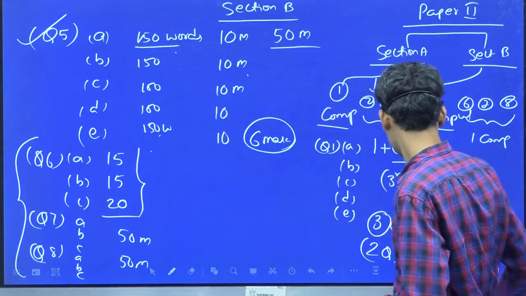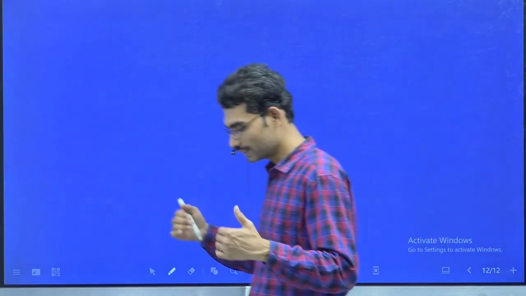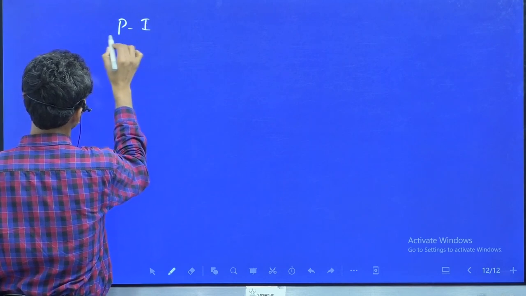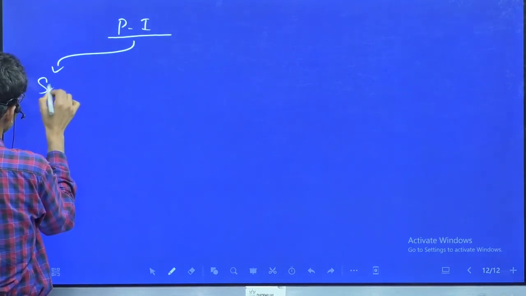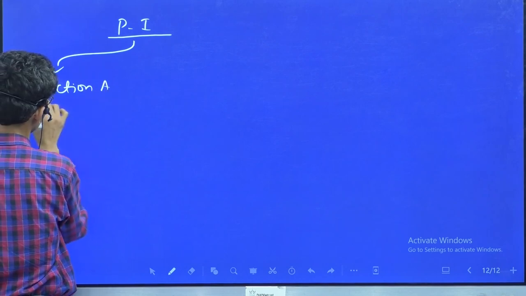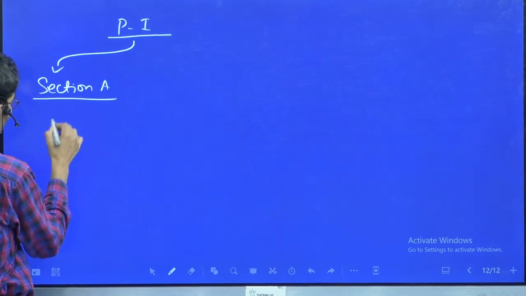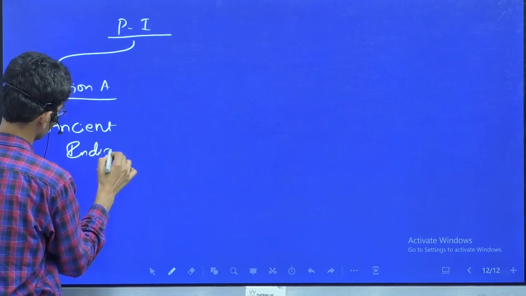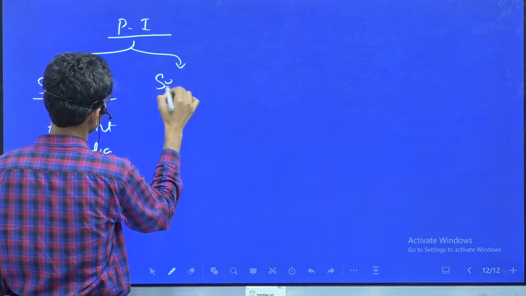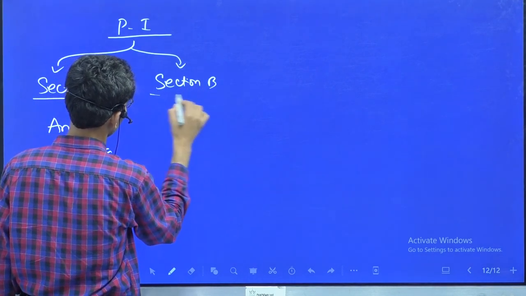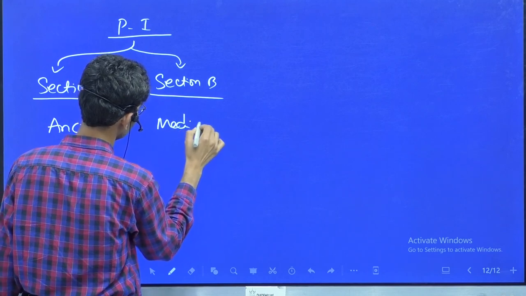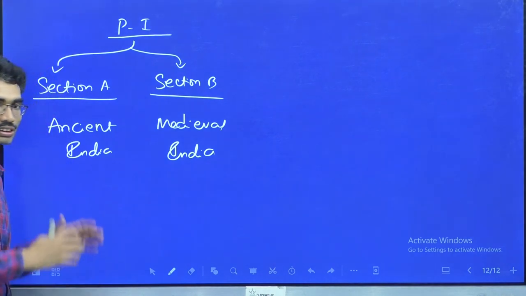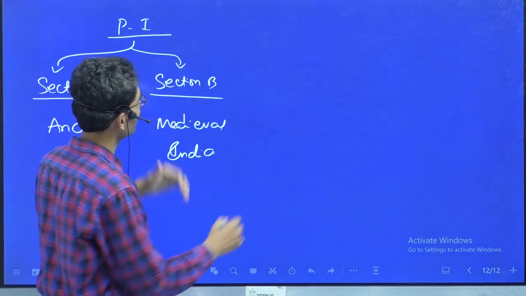Now broadly, section A, section B, and paper one, paper two. When it comes to paper one, this section A is about ancient India. And when it comes to section B, this is early medieval and medieval India. Ancient India and medieval India, paper one.